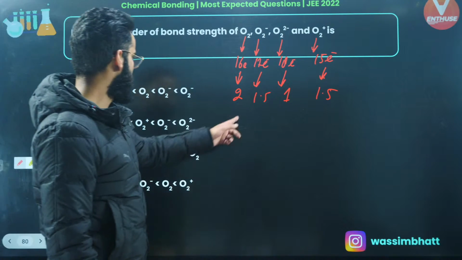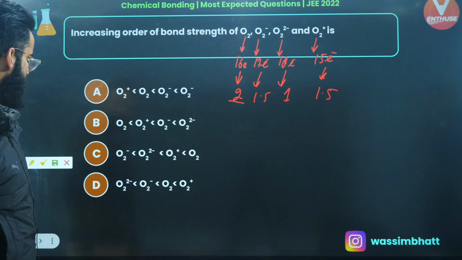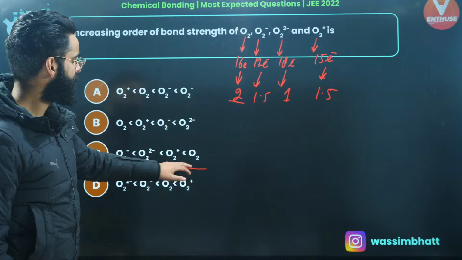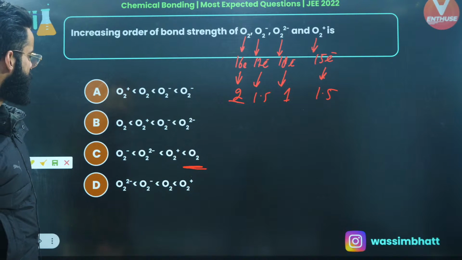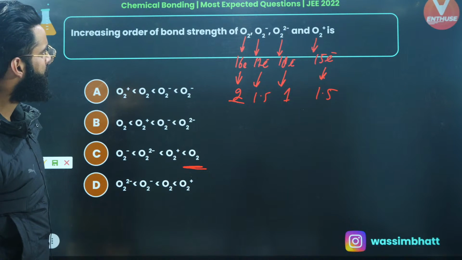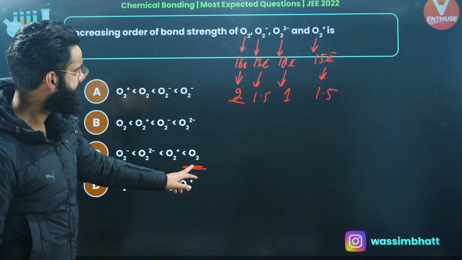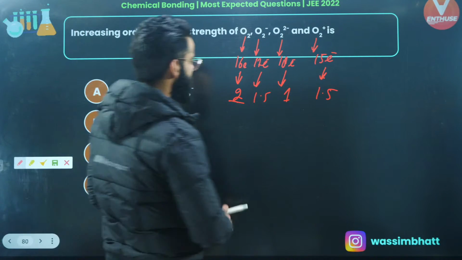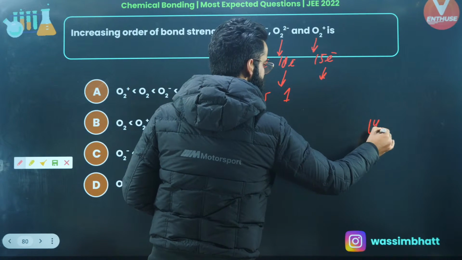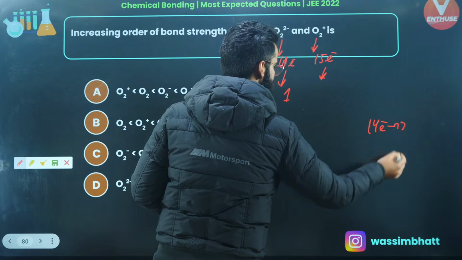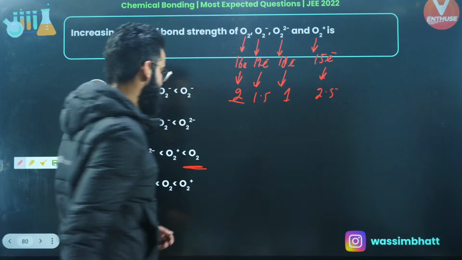Bond order is maximum in O2. So bond strength will be maximum in O2. Right? Perfect? So there is only one option which says the bond strength of O2 is maximum, which is this one. Or wait, just a second. This is not 1.5, right? See, 14 electron species has got the bond order of 3, right? So 15 electron species has got the bond order of 2.5. So basically it's O2 positive where the bond order is maximum.